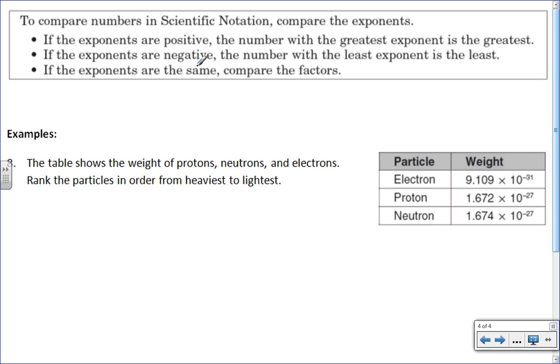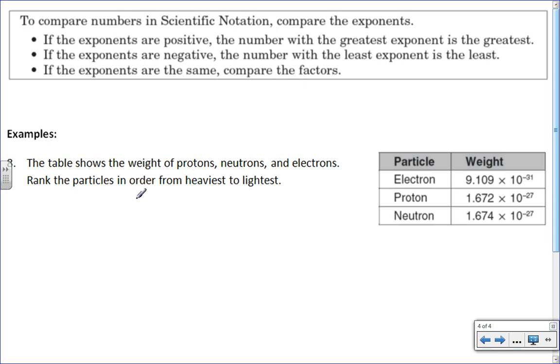If the exponents are negative, the number with the least exponent is the least. So the farther away the exponent gets from 0, negative 10 versus negative 15, the one with the least exponent, like negative 15, for example, would be the least. So, again, because the scientific notation with negative exponents is used for really, really small numbers, the more negative that exponent, the smaller the number. If the exponents are the same, you have to compare the factors. So, the actual part that's multiplied by 10 to whatever power.